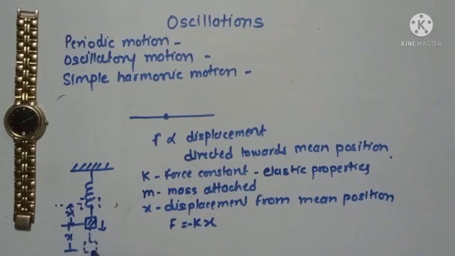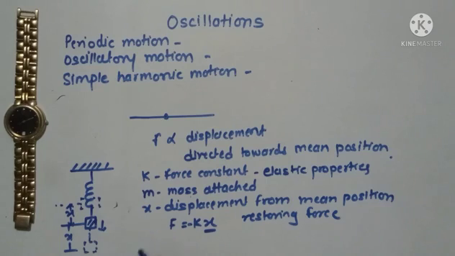So the displacement and force are in opposite directions because this force is always directed towards the mean position. This force is a restoring force. It is directly proportional to the displacement and always directed towards the mean position. Therefore, we have taken this minus sign. So F is equal to minus k into x.